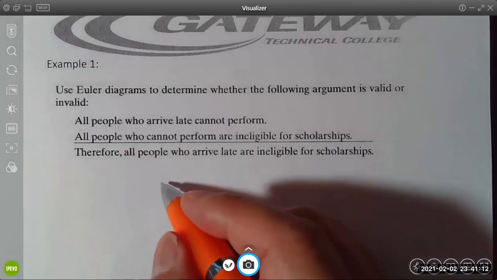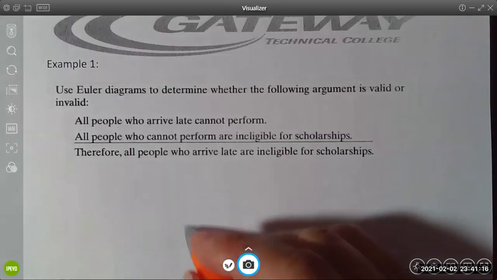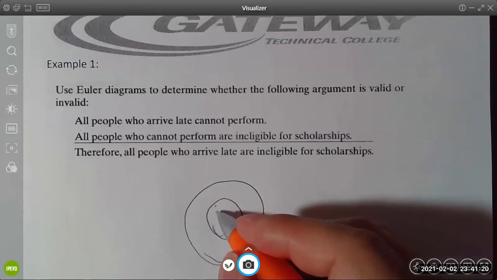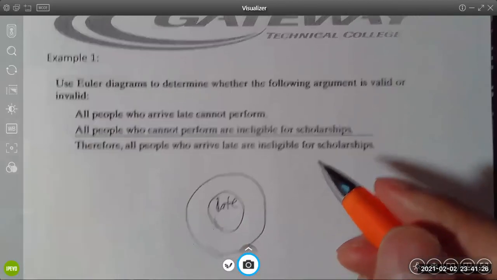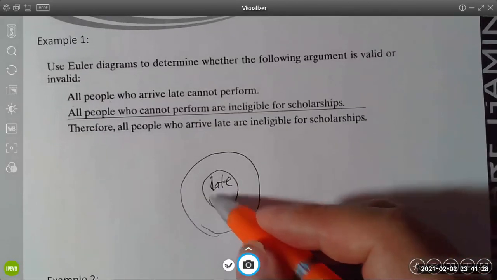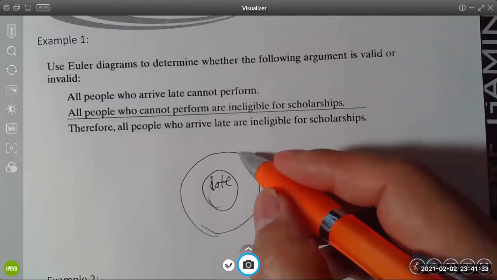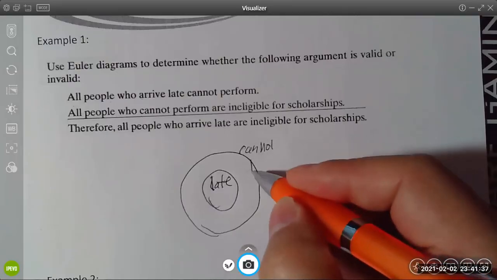Let's just draw a circle, A, and B. These are people who arrive late. I don't have enough room to write those words, so as long as you understand it, that's good enough. People who arrive late. And this B circle represents people who cannot perform.